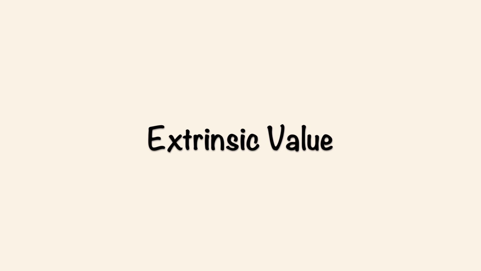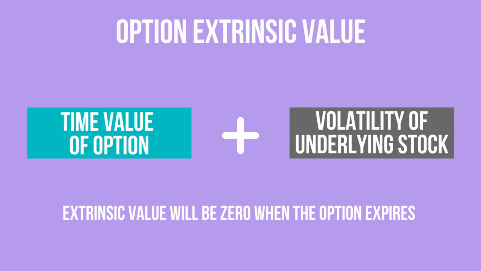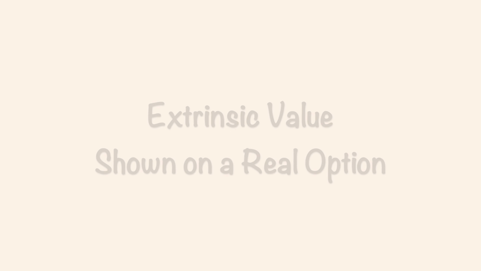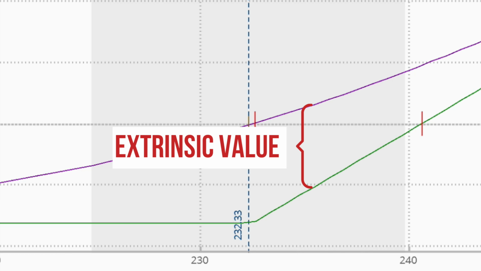So what makes up the extrinsic value? It's mainly the time value of the option and the volatility of the underlying stock. An extrinsic value will go to zero at the time of expiration. Let's take a look at the profit and loss graph. The purple line over here is the value of the option before expiration, and the green line over here is the value of the option on expiration date. And the distance in between them is the extrinsic value.